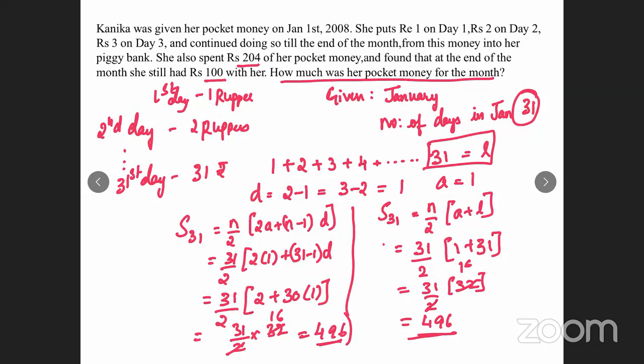So this is half of the question. Now they were asking, she also spent 204 rupees. Yes, she's a kid, so generally she'll be spending some money. They're saying she spent 204 rupees. So can we say this?